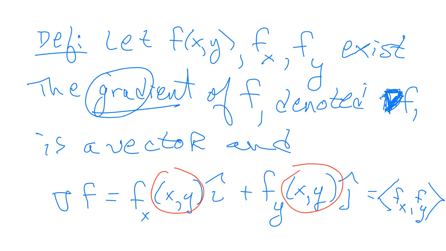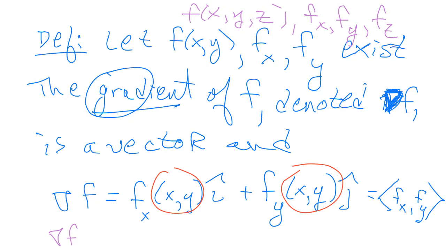Similarly, if we have f of x, y, z, so w equals that, we would need the partial of f with respect to x, with respect to y, and with respect to z to all exist. Then the gradient of f is the vector with partial of f with respect to x for the first component, with respect to y for the second component, and with respect to z for the third component. So it is a vector.